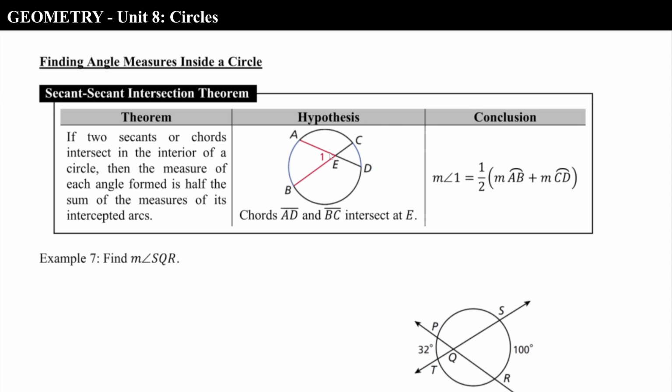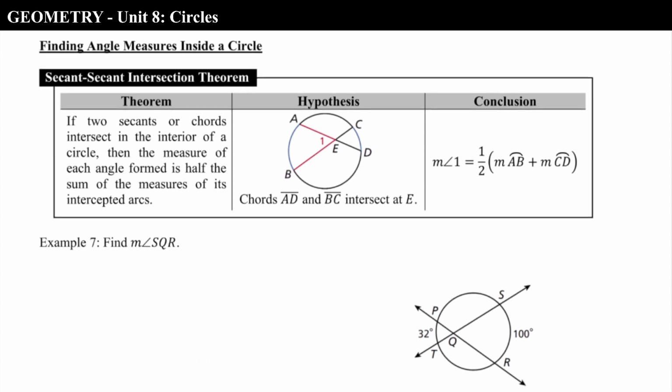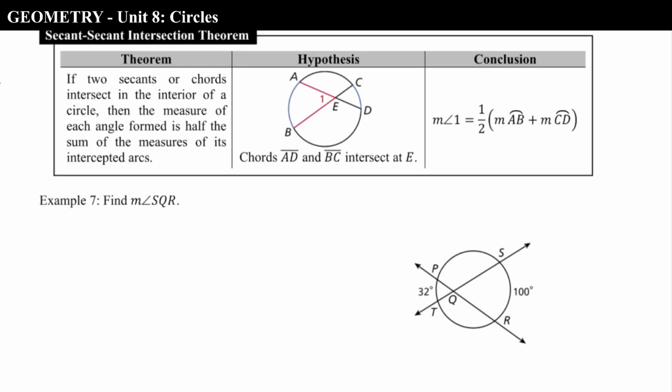So when the angle's inside, you're going to be adding your arcs. And it's important to keep that in mind because you're going to have a similar relationship but different in the next part. So to find SQR, you're going to take 1/2 of the two arcs. So SQR is here. So you have the measure of arc PT, plus the measure of arc SQ.